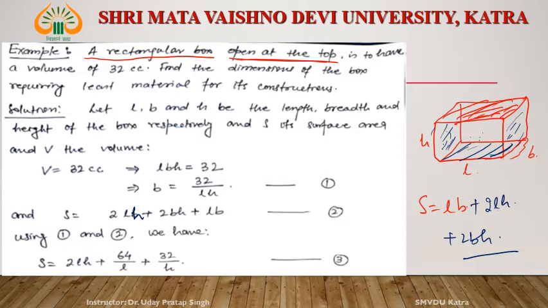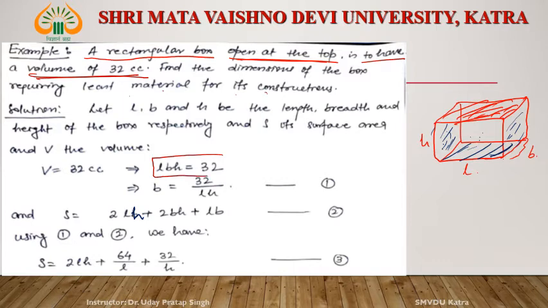Now see, the volume is given as 32 cc. Find the dimensions of the box requiring the least material for its construction. So what is the volume? LBH. LBH is equal to 32.